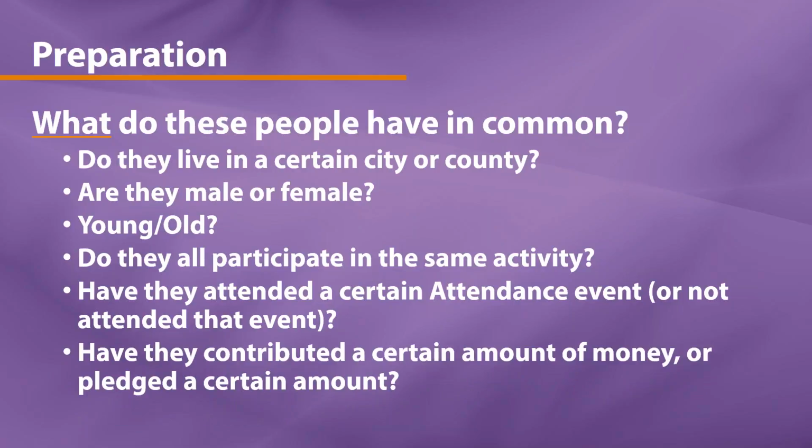Okay, so what do these people have in common? And one more option: have they contributed a certain amount of money or pledged a certain amount? One thing you may notice that's different about this slide than the other slide is that there's a lot of variation in where the information is coming from. Some of this information is in the membership module. Some of this is in the activity skills and training grid. Some of this information is in the attendance module, and some of this information is in the contributions module.